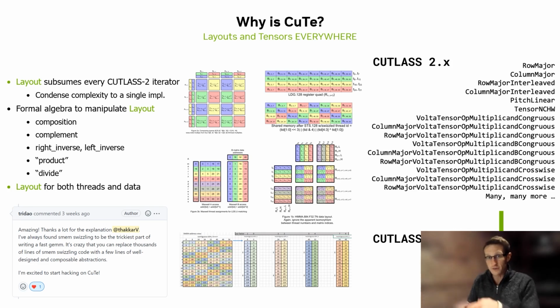Furthermore, layouts are themselves elements of a formal algebra, which are used to manipulate, combine, and create new layouts more easily. Layouts can be used in functional composition. We can find complements of layouts, inverses of layouts, and use those primitives to build even higher order operations, like concepts of logical products of layouts, logical divisions of layouts that lie at the core of tiling and partitioning, some of the most complicated indexing and bookkeeping intensive challenges in highly parallel environments like CUDA.